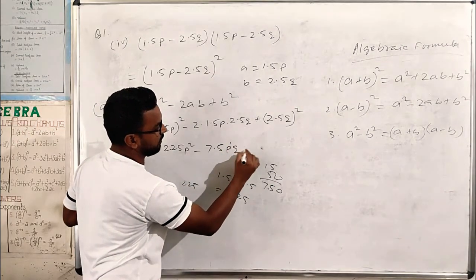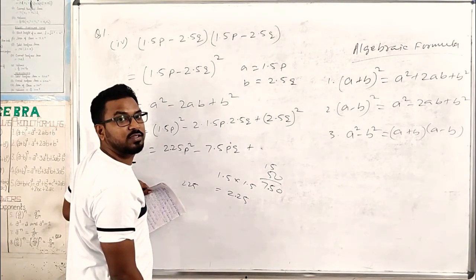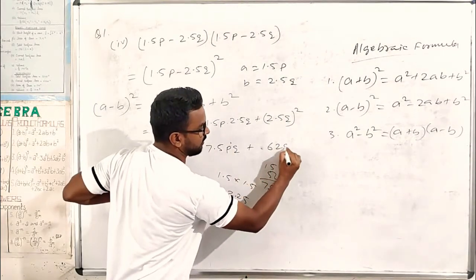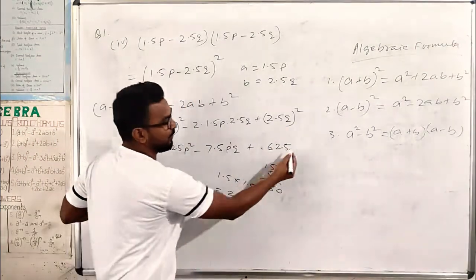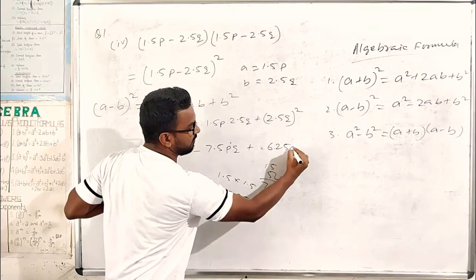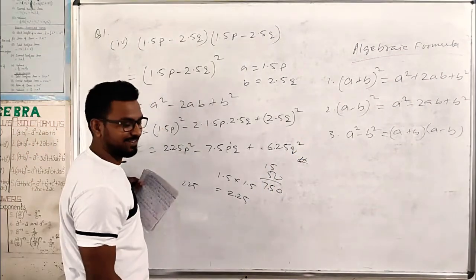7.5 PQ plus this one, 25. 25 square is 625, so 625. After the decimal, how many digits will come? 2 digits, so you put it here. So this will become Q square. This will be our answer.